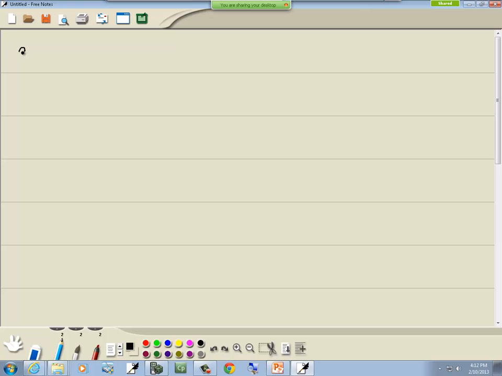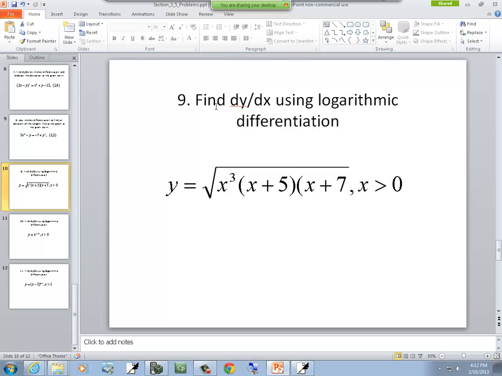Number 9. Got y equals the square root of x to the third times x plus 5, times x plus 7. And it tells us x is greater than 0. You need that there for the proper rule we're going to apply here. It says find dy dx using logarithmic differentiation.